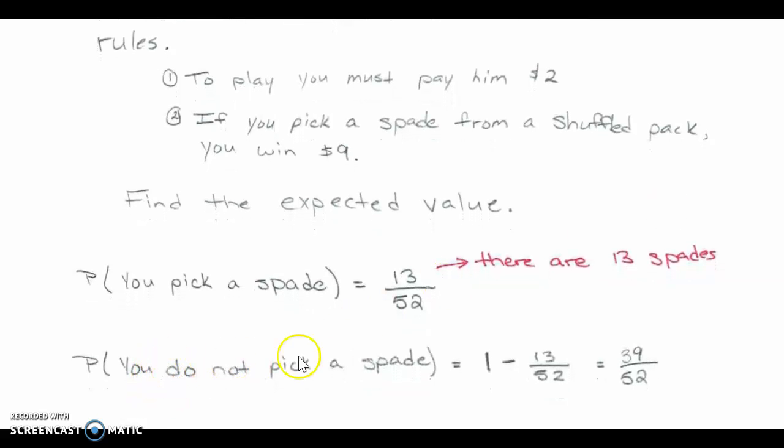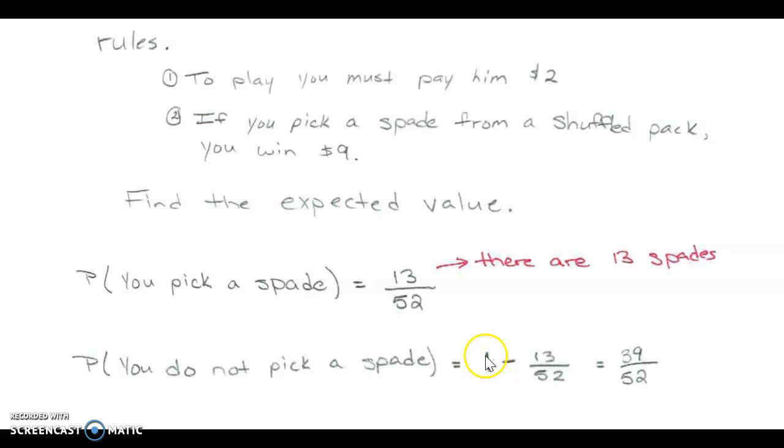But remember, you may not pick a spade. You may pick a diamond or a club or a heart. You may not always get that spade that you need. So I need to find the probability that you don't pick a spade. I'm going to say 1 minus your current one. So that 13 over 52 was the probability of picking a spade. And why did I do 1 minus? Well, if you had 1, you're at 100%. So anything left over from this probability is the complement of the probability.